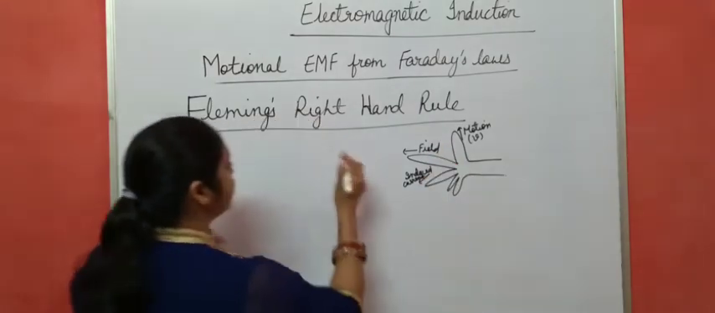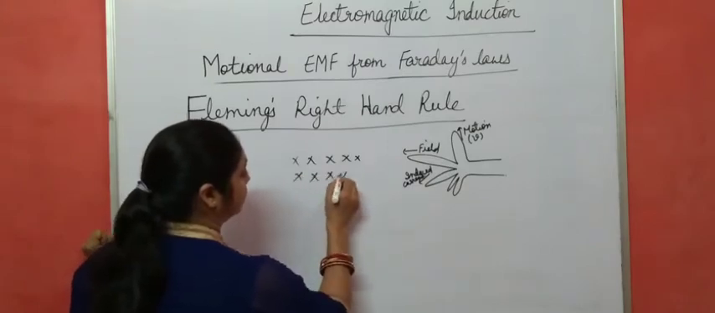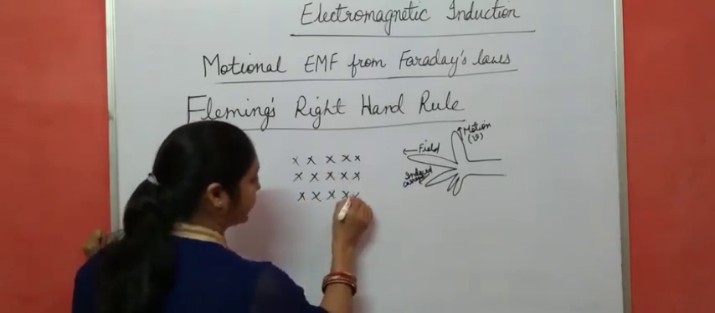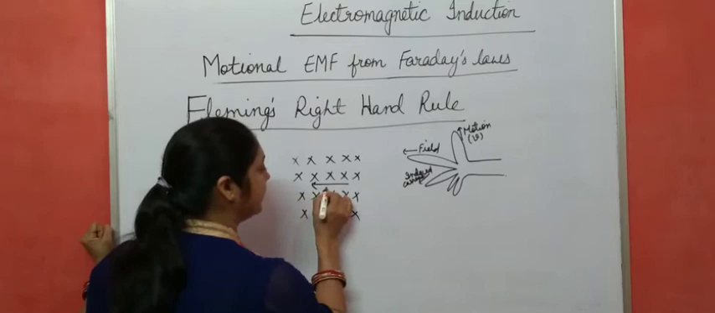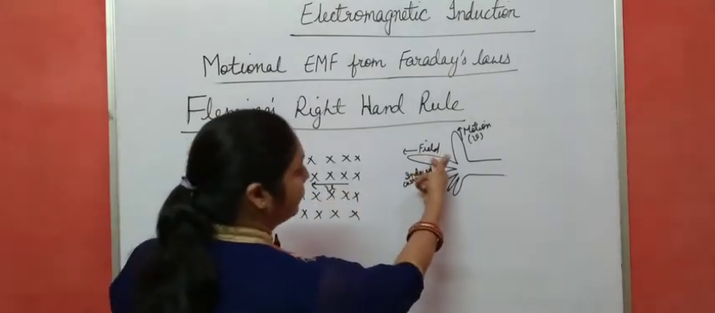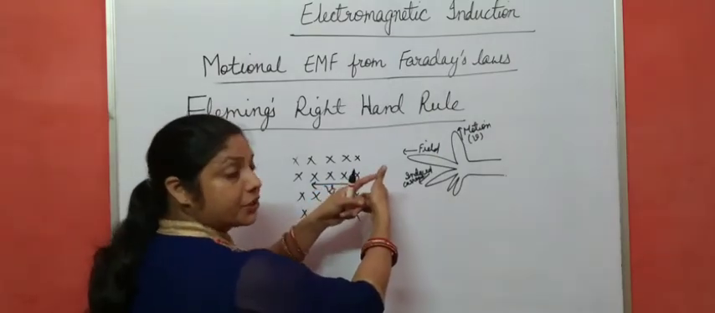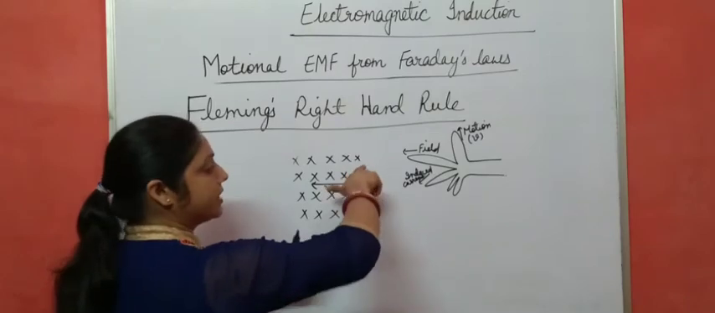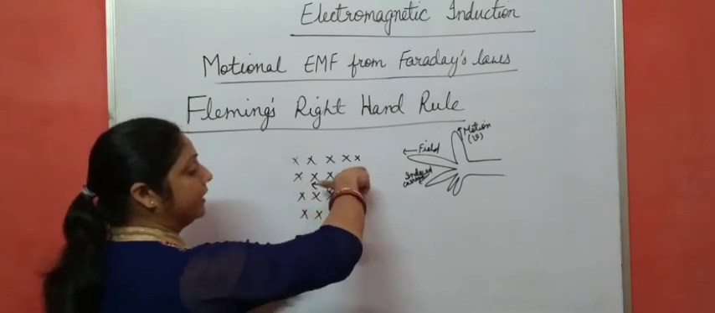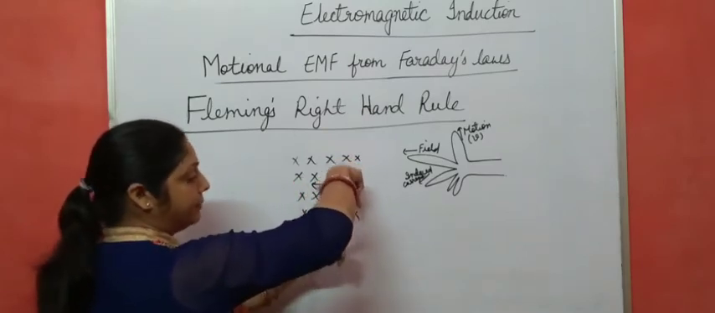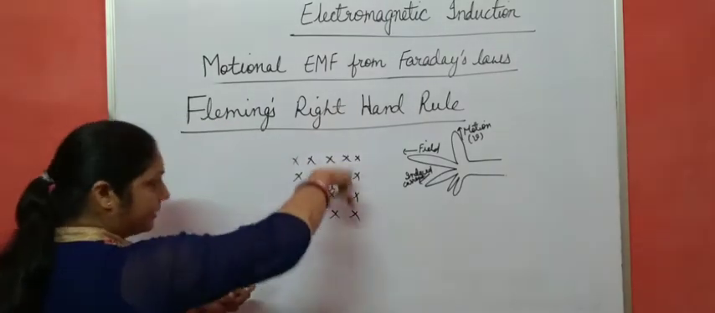Suppose in the previous case, the field is inward. I am going to find the direction of current using Fleming's right hand rule, and the motion of the conductor is towards this side, V. So this forefinger represents the direction of magnetic field, which is inward, and this thumb represents the direction of motion, like this. Then this middle finger represents the direction of induced current. This is downward. The direction of induced current is on this side.